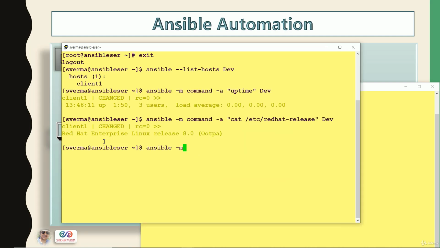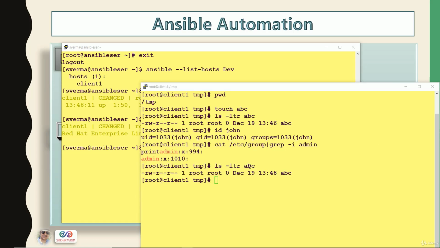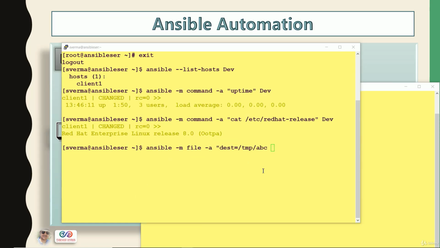ansible -m, and I'm using the file module because I'm going to make changes in a file. On which file? The destination is my /tmp/abc. This is the file which exists here. You can see that this is my file abc in the temp location, and I want its permission to become 777.